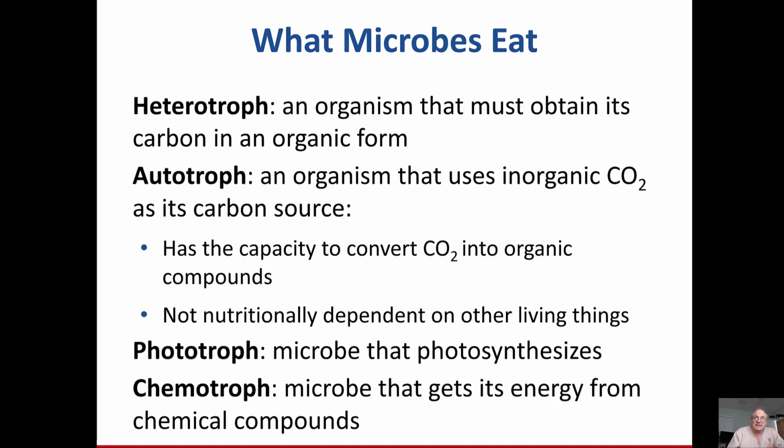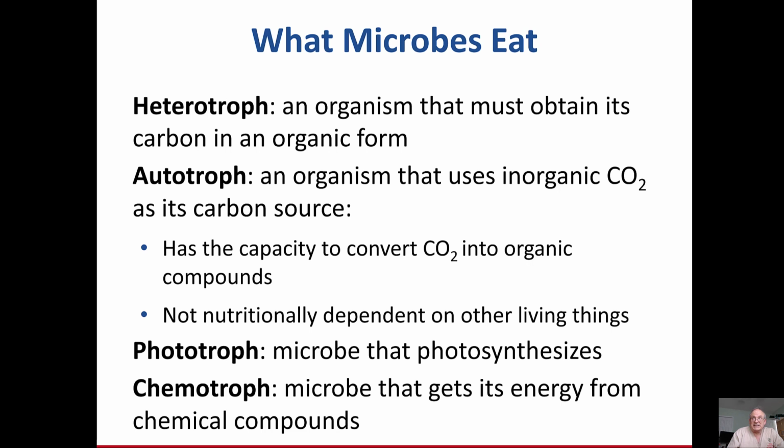Okay, some more vocabulary. This is talking about what bacteria eat. These are heterotrophs, organic. It's an organism that must obtain its carbon in an organic form. So a heterotroph has to go out, so it's different. Troph means it has a predilection or a need for. Hetero is different, so it's different from itself or outside of itself.